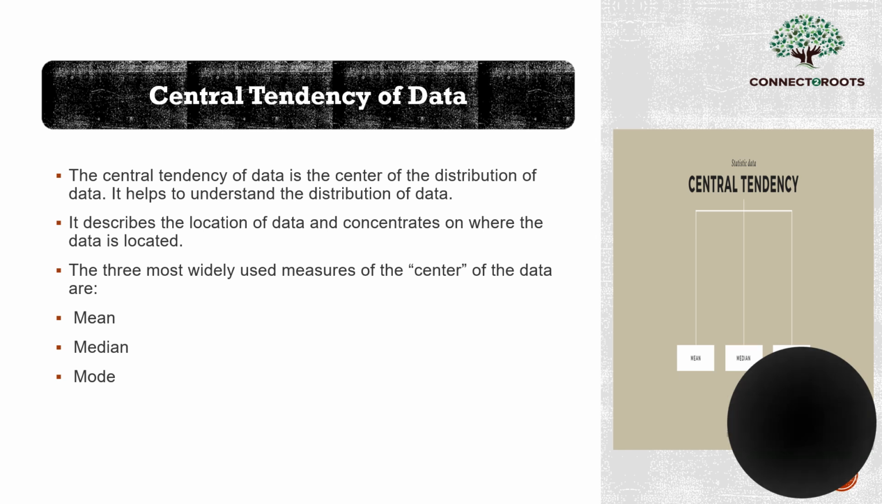So what is the central tendency of data? We know that central tendency consists of three types: mean, median, and mode. Basically, central tendency of data is the center of the distribution of the data. It helps you understand how your data is distributed, either concentrated or widespread. It describes the location of the data and concentrates on where the data is located. The three most important are mean, median, and mode.